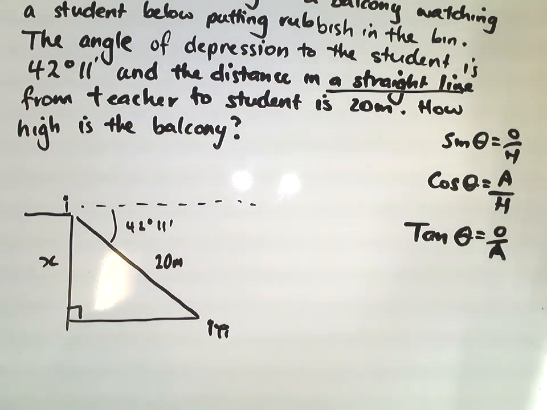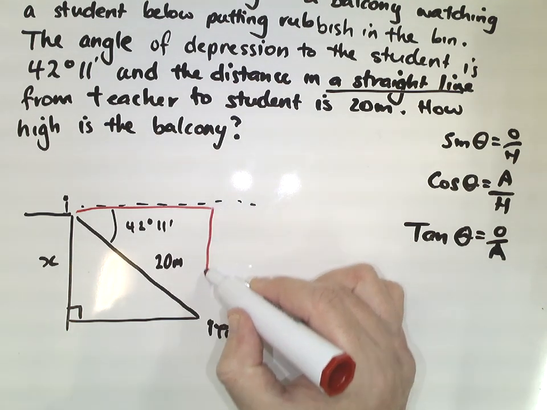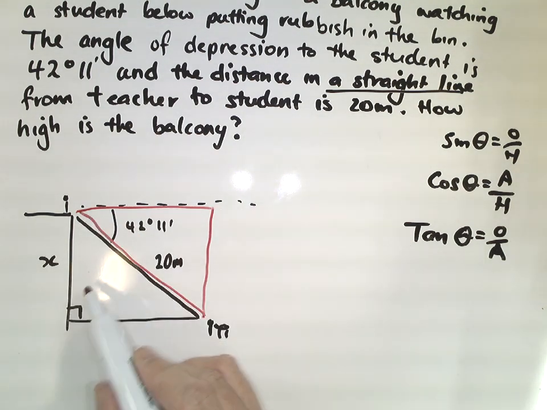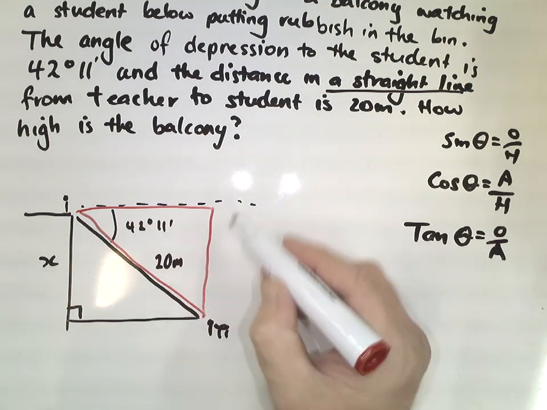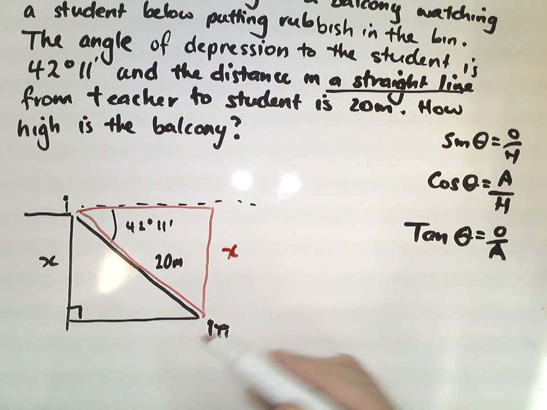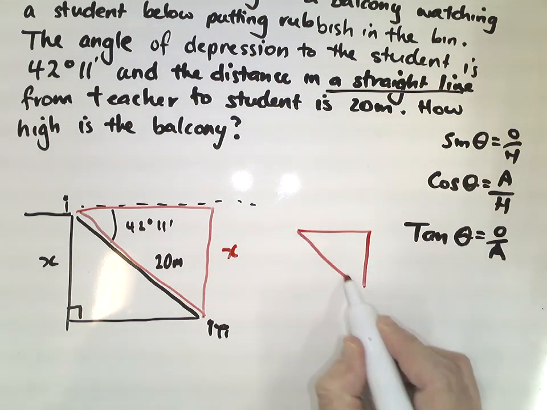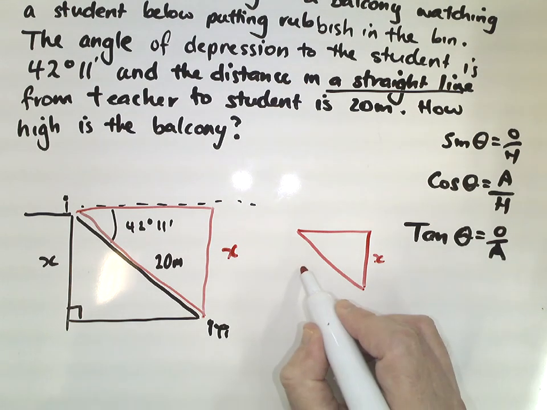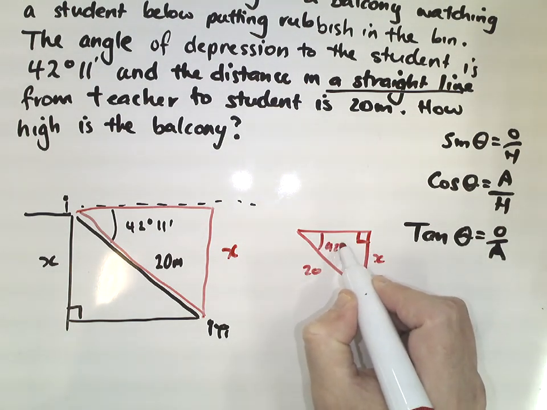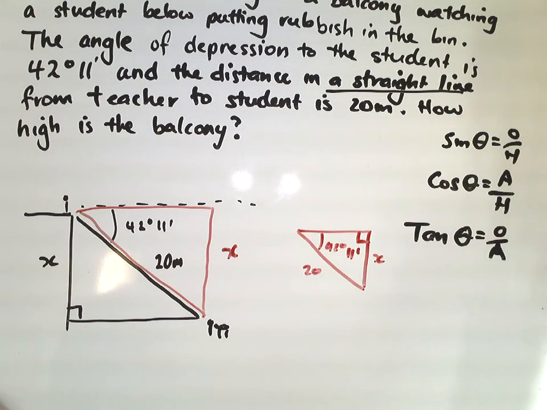Now, the way that I do it is that I basically say that this here is the same triangle as this here, because this length and this length are the same. They're X, and of course these two lines are the same. They're both 20 metres. And so I redraw this triangle out here just to make it a little bit easier for myself. X, 20, there's my right angle, and here is my 42 degrees and 11 minutes. And then my angle is actually inside my triangle.